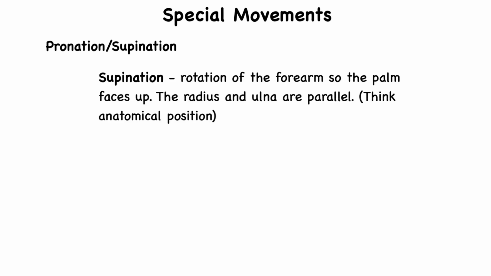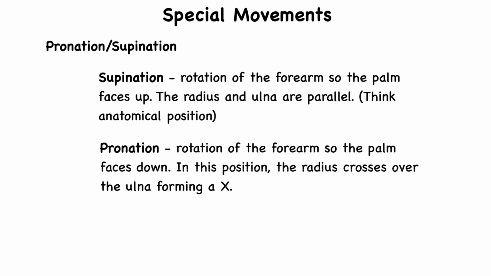Supination is going to be rotation of that forearm so that the palm faces up. In this position, the radius and the ulna are going to be parallel. Now, if you flip your palm down, so you rotate your forearm so that the palm faces down, this is pronation. And in this case, the radius is going to cross over the ulna.